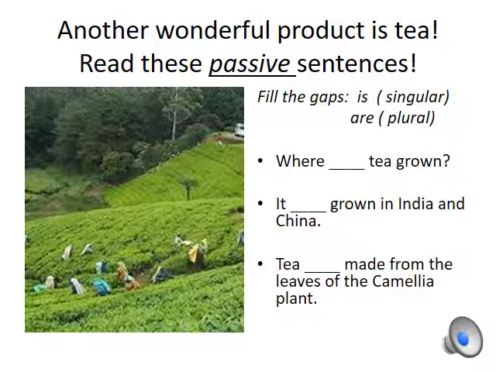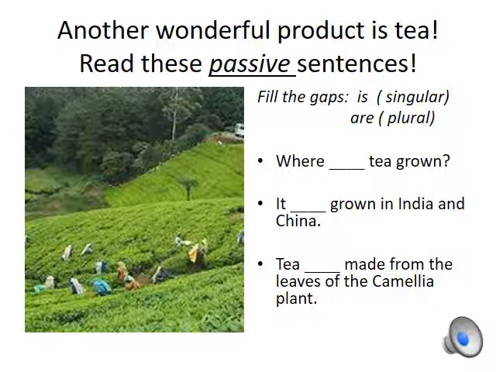Read these 3 passive sentences about tea and fill the gaps with is for a singular sentence or are for a plural sentence. Where is tea grown? It is grown in India and China. Tea is made from the leaves of the camellia plant.